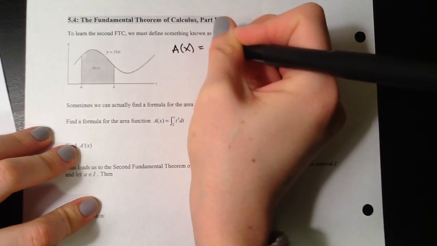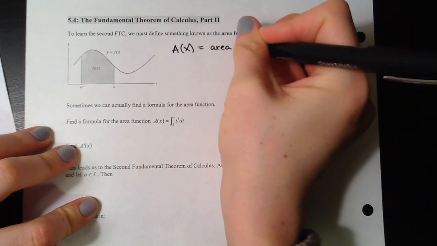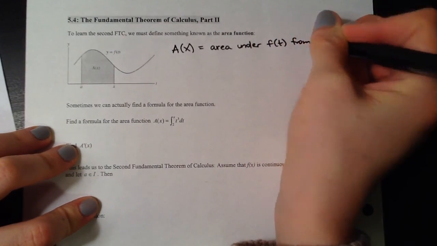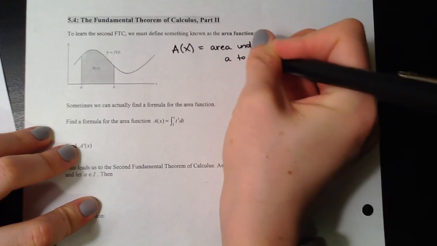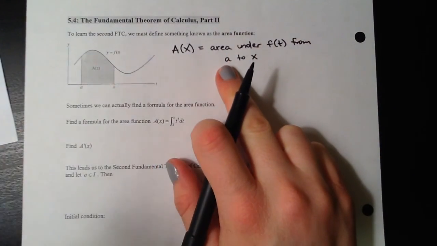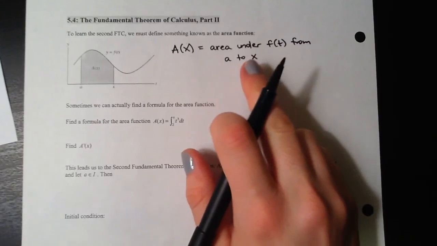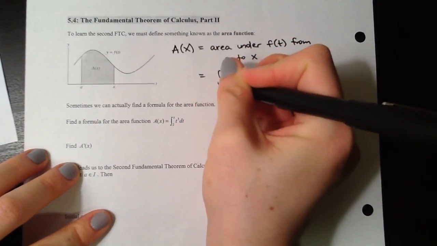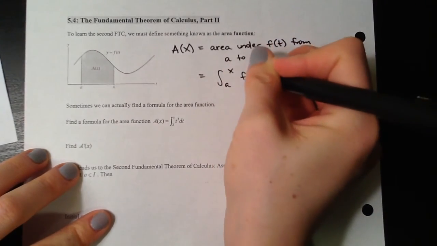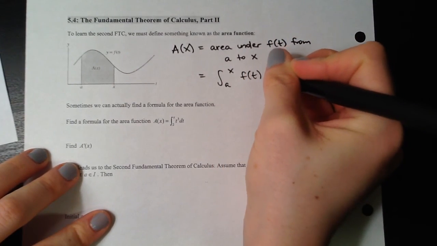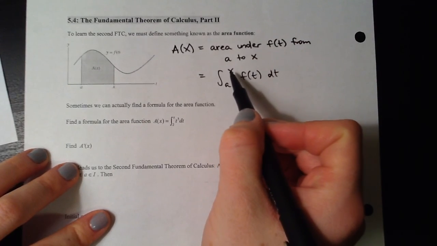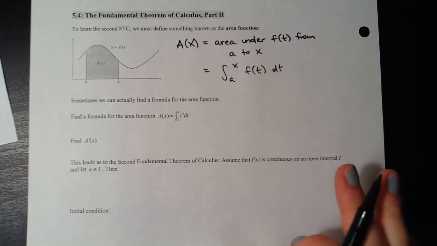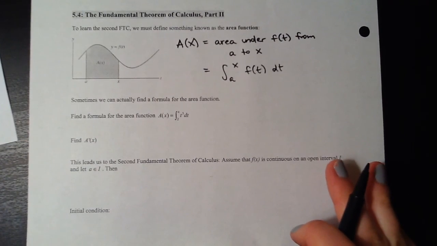It is the area under f of t from a to x. So again, a is something that's set. You know, it might be 0, it might be 3, and then x moves. x is a variable. Okay, so this is given as the integral from a to x of f of t, and then we're going to say dt. So since we use the variable x here, we switch this one to a different variable just to keep everything straight.